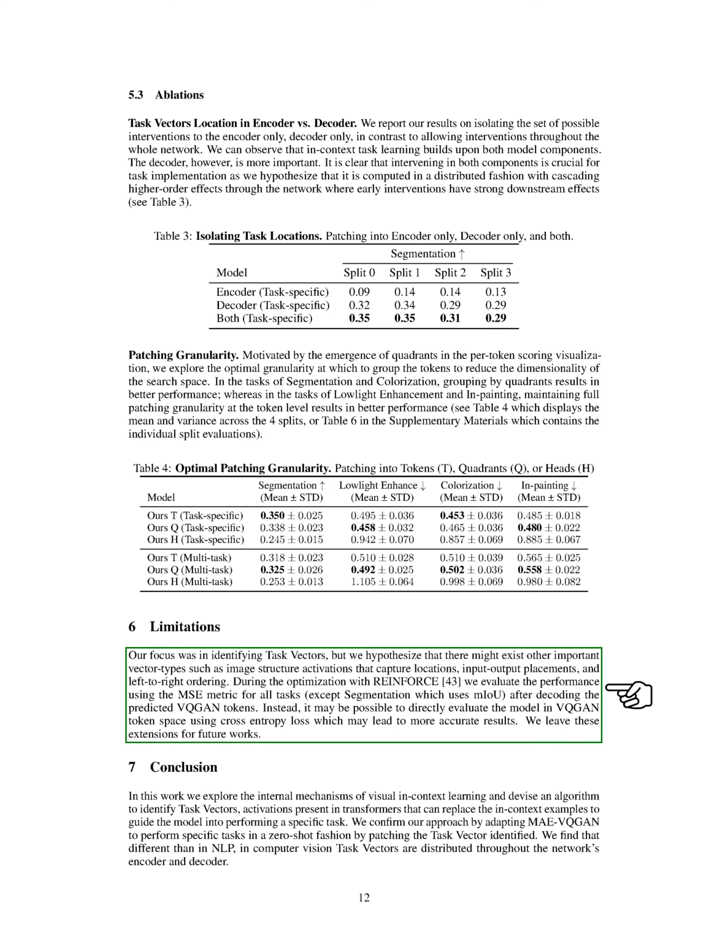Our focus was on identifying task vectors, but we acknowledge the potential importance of other vector types, such as image structure activations. We evaluate performance using the MSE metric, except for segmentation, which uses mIoU, and suggest exploring direct evaluation in VQGAN token space using cross-entropy loss for potentially more accurate results in future works.